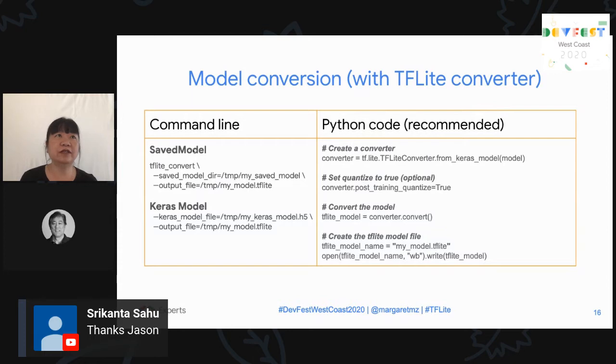Again, when you save, you can do SavedModel or Keras model. The command line method will be helpful, for example, if somebody else has trained the model and gave you the model, so all you have is some model format, like SavedModel or Keras model, then you will run the command line to convert that. But writing the Python code to do the conversion is recommended. Here is a very simple example: you create a converter, you set the quantization to true, and then you convert the model.